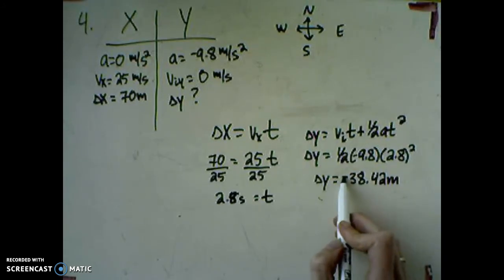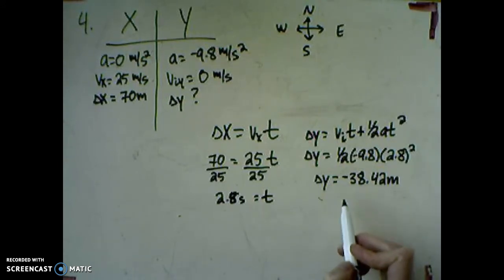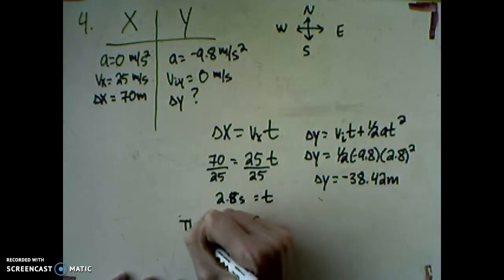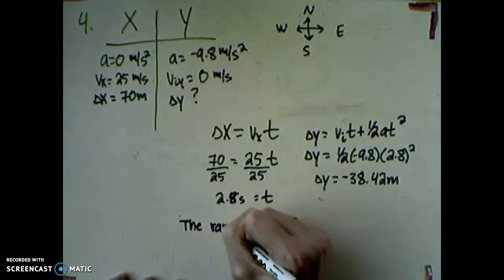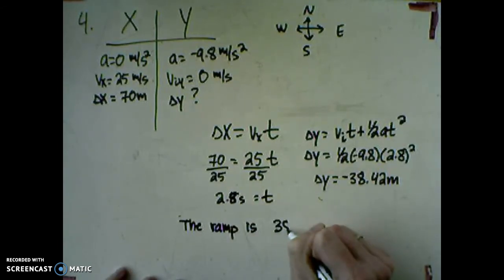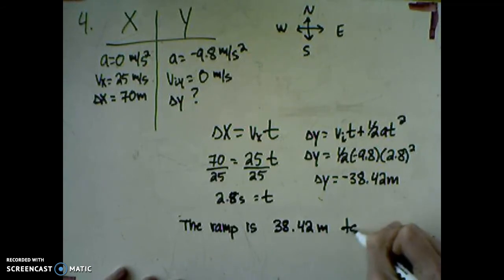Again, just like number 1, don't panic if you get a negative. For delta Y, that means that it has traveled in the negative direction 38.42 meters, or it ended up 38.42 meters below where it started. So this tells me that the ramp is actually positive 38.42 meters tall.